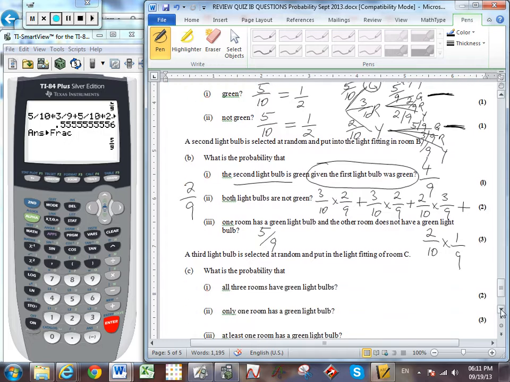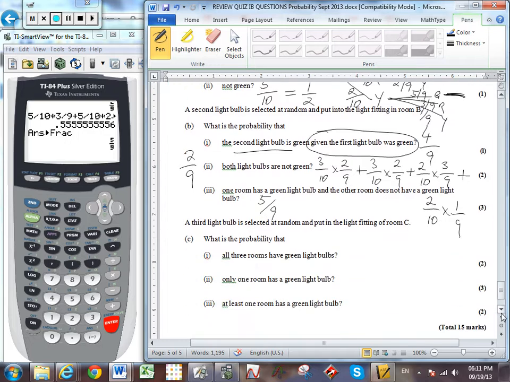Okay, part C. A third light bulb is selected, meaning that we've only got 8 light bulbs left. What's the probability that all 3 rooms have got green light bulbs? Well, we had 5 at the beginning out of 10, but then only 4 left out of the 9 remainders, and then now there's only 3 greens left out of 8. So let's work out what we get then.